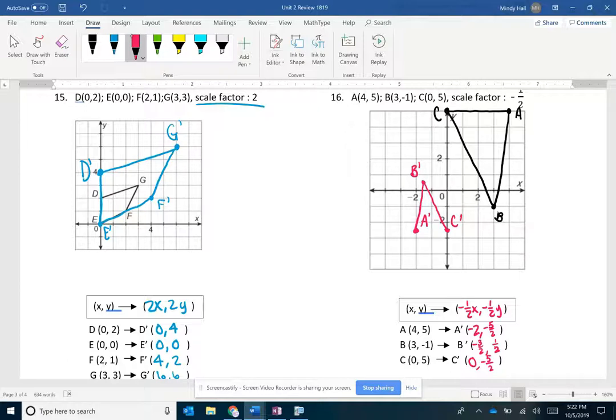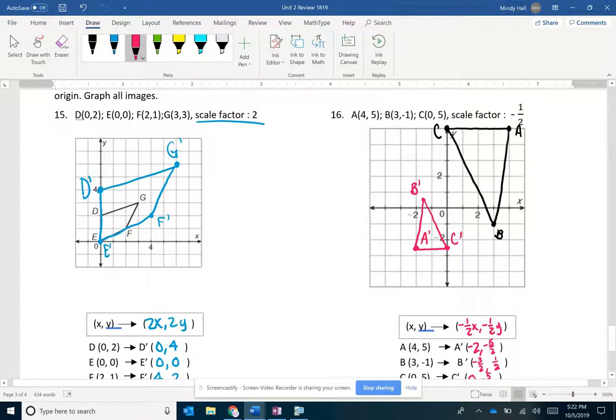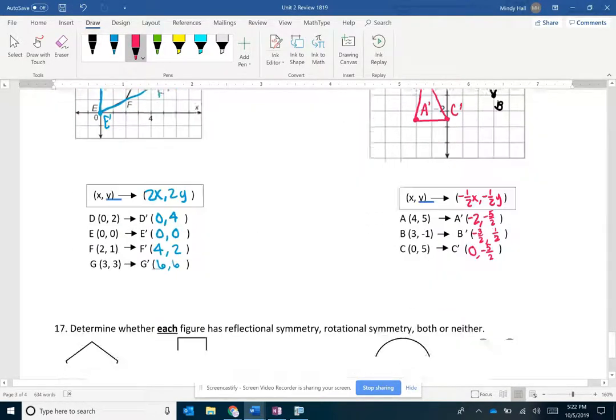Now, remember, some of you may be like, wait, what's happening to this shape? Why is it flipped upside down? Remember, when you have a scale factor that is negative, that is going to flip it around 180 degrees. And then, because it's a 1/2, it's going to get smaller. Okay? It's about half the size.